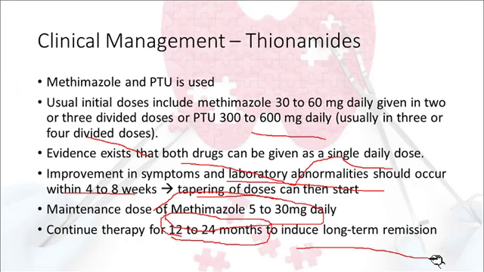If agranulocytosis does occur, it usually occurs within the first 3 months of therapy, and as a result of that, routine measurement of the white blood cell count is generally not recommended.